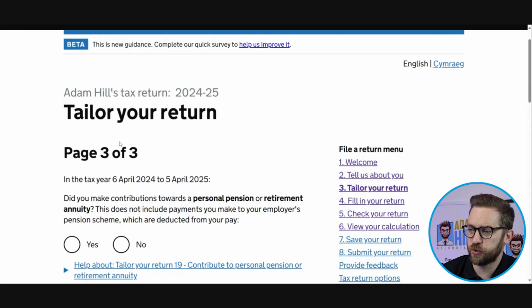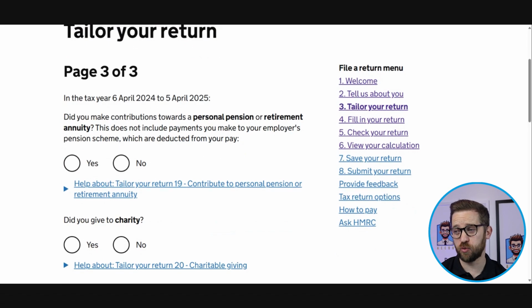Now looking at page 3, did you make contributions towards a personal pension or retirement annuity? This does not include payments that you make to your employer's pension scheme, which are deducted from your pay. That's because when you pay into a pension scheme via your employer, they pay into it from your gross salary before any tax has been deducted. So you haven't paid any tax on it, which means the gross amount is going into the pension and you get your tax relief at source.